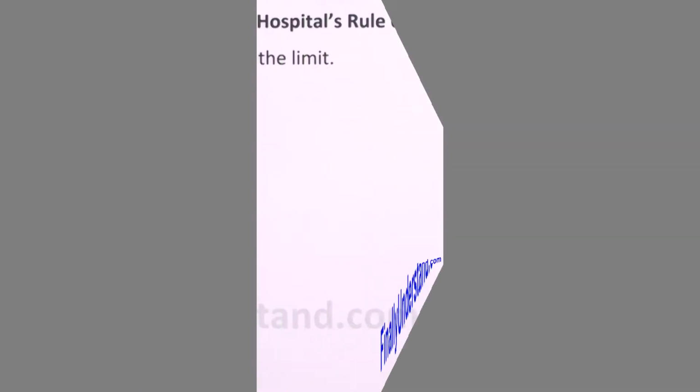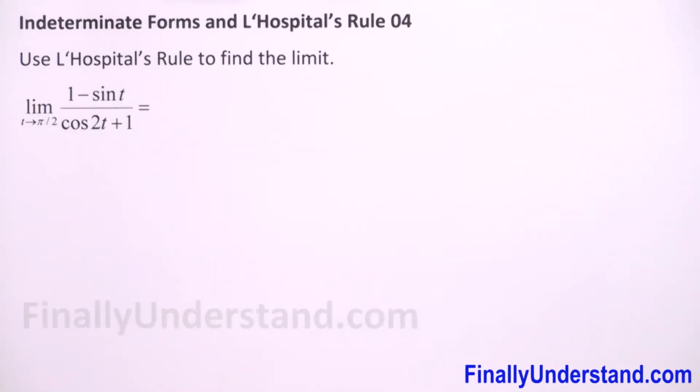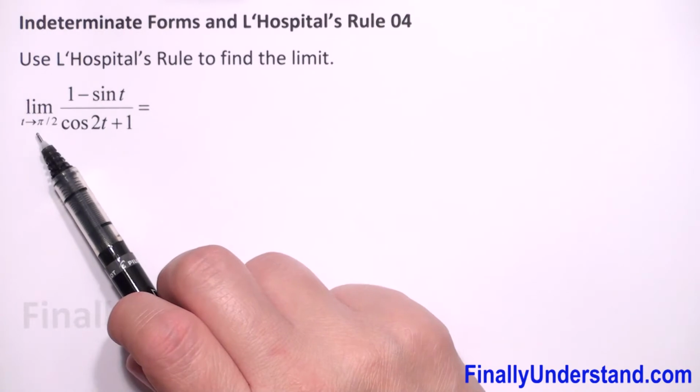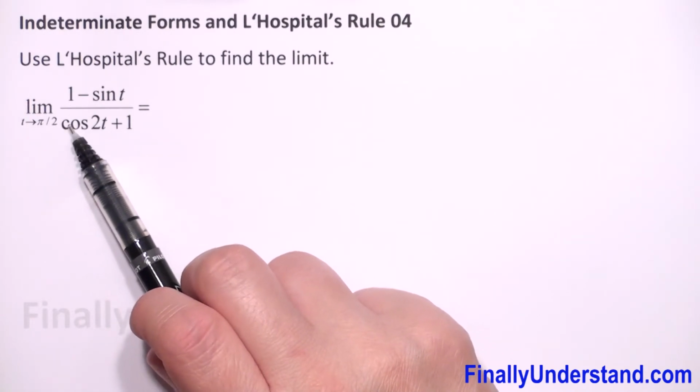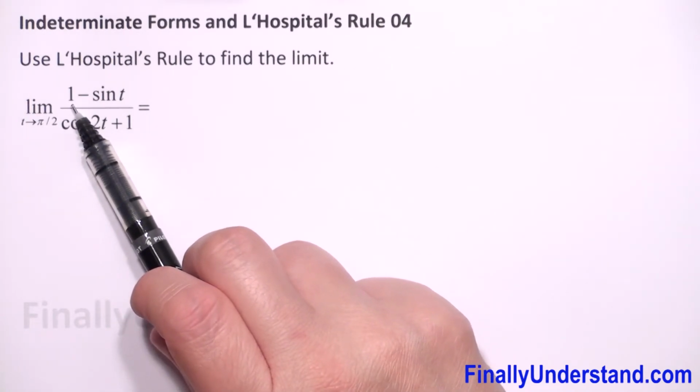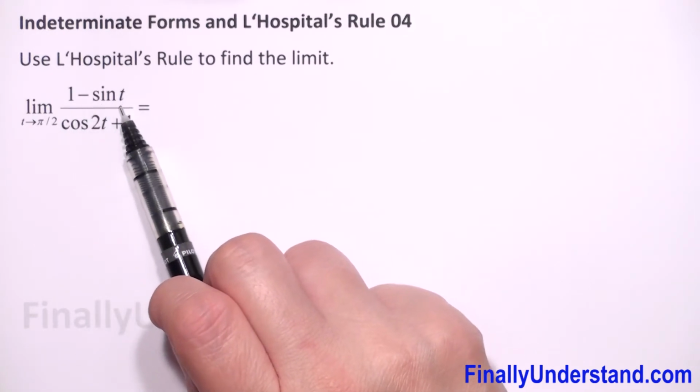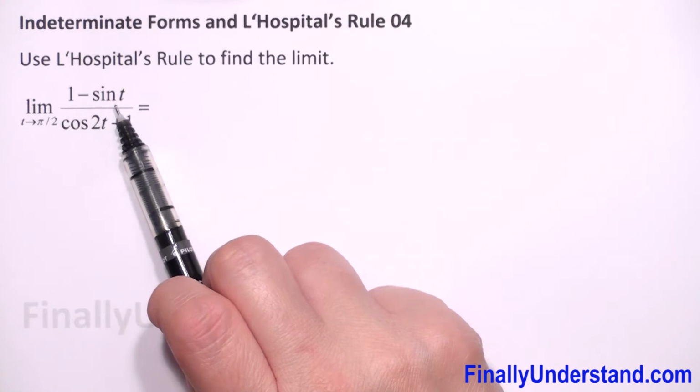We have to use L'Hopital's rule to find the limit. So let's check first if we can use this rule. We have to first replace t by pi over 2. In the numerator, we will have 1 minus sine of pi over 2. Sine of pi over 2 is 1.